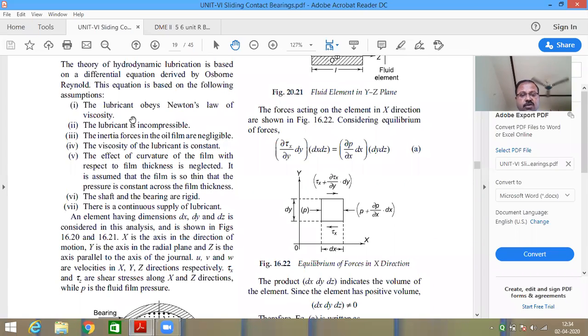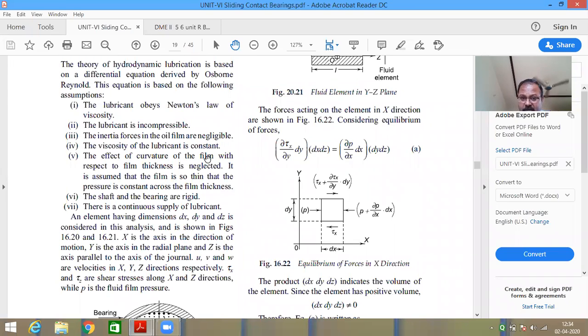The viscosity of the lubricant is constant, most important. So we have to select the type of lubricant whose viscosity will remain constant at all temperature ranges, because heat will be generated and that heat has to be dissipated through the surface to the surrounding through the lubricant only. Therefore the lubricant should not change its properties even when there is a rise in temperature. The effect of curvature of the film with respect to the film thickness is neglected. Most important, guys, effect of curvature of the film.